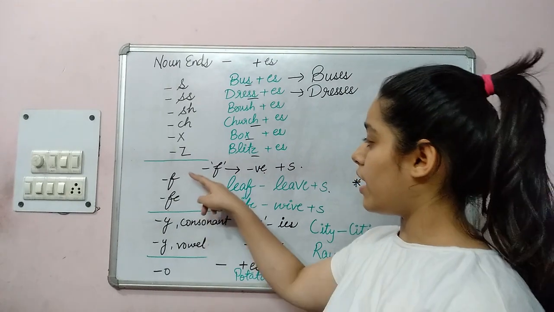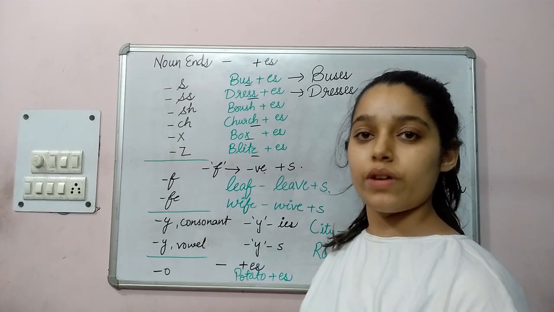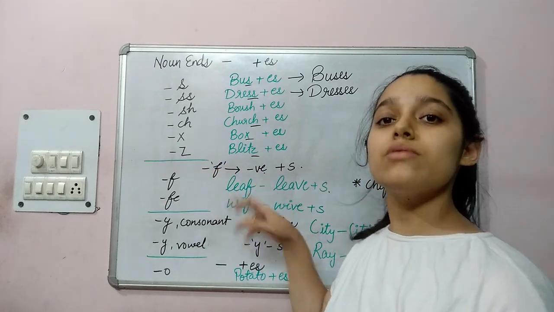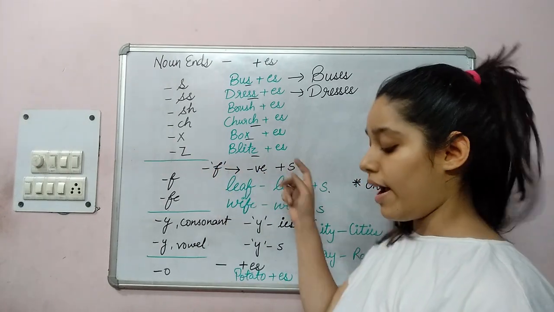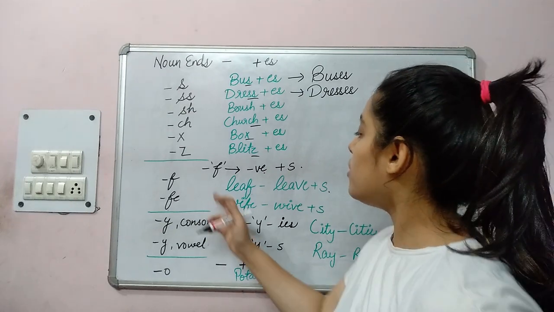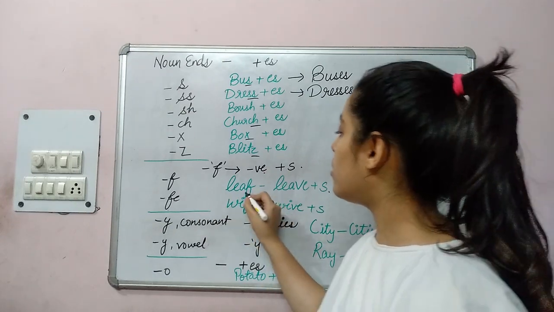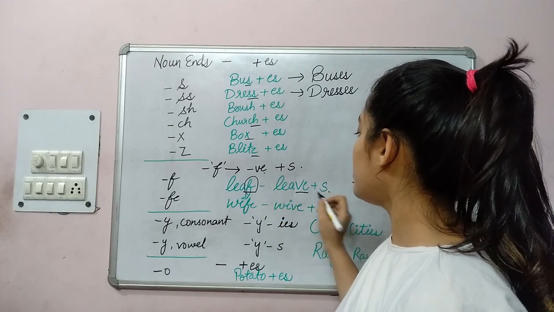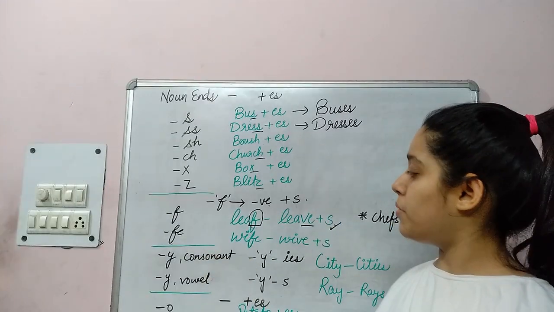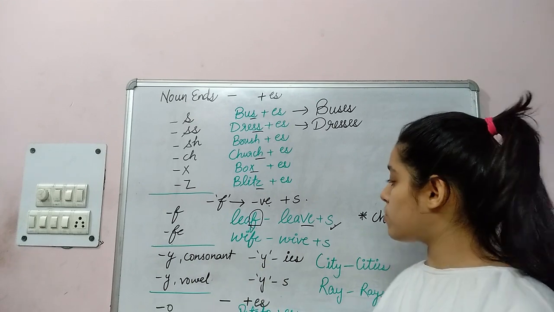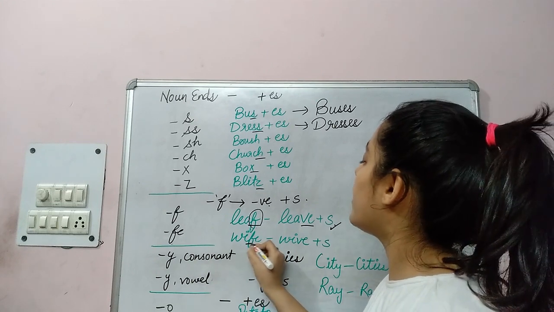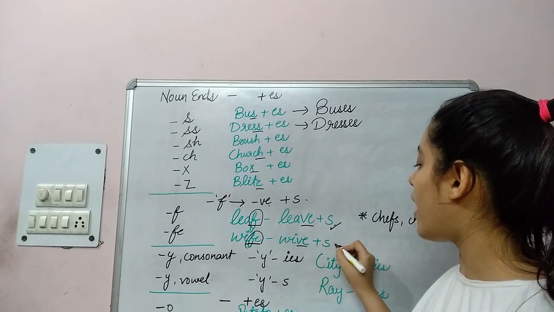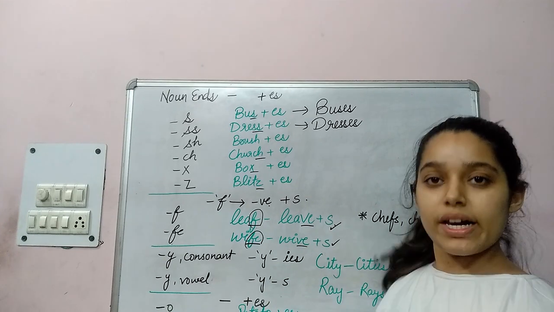So, moving on to another rule. When we have F or FE at the end of a noun, we turn F into VE. That is, we change F into VE and add S. For example, we have this word leaf. Here we have F. We change this F into VE and add S. Now another example, wife. We have this word wife where we have the ending FE. So we change this ending into VE and add an S. So it turns into wives.